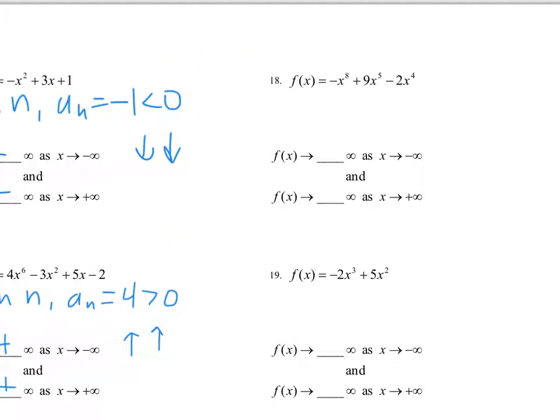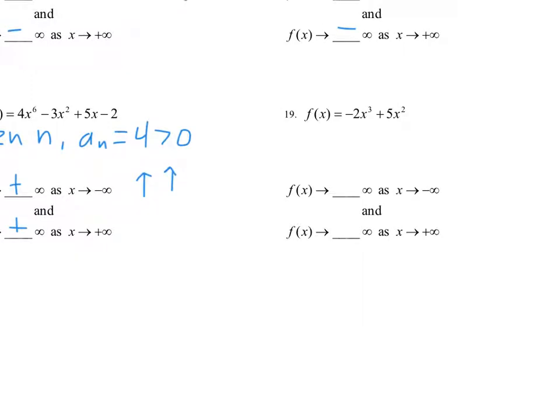Number 18, again, we have even degree, and our leading coefficient is -1. It's less than 0. So the even degree means it's going to do the same thing on both sides. The negative leading coefficient means it's going to go down on both sides. So negative infinity, both directions.